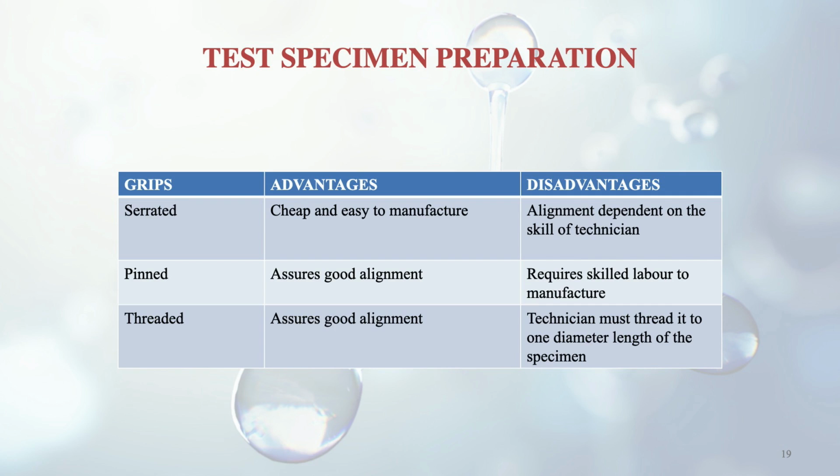The second one is the pin grip, where the alignment is very good, but again it requires skilled labor to manufacture. The third one is the threaded grip, and it has the advantage of good alignment, and the technician must thread it to one diameter length of the specimen. That much skill is not required, but the preparation before that is very much required. The specimen has to be threaded up to one diameter length.